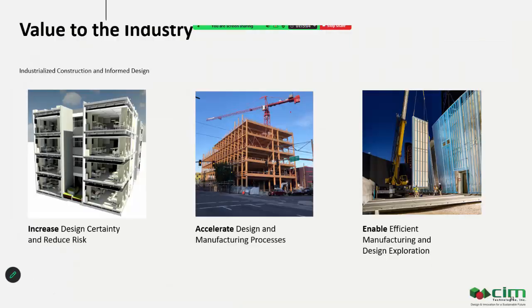So what is the value of these things to the industry? It really increases design certainty and reduces risk. By utilizing our building products, we can improve the accuracy and get known manufacturable results by computing detailed data early in the process. So risks and errors can be reduced. Informed Design really empowers our designers to undertake building projects.